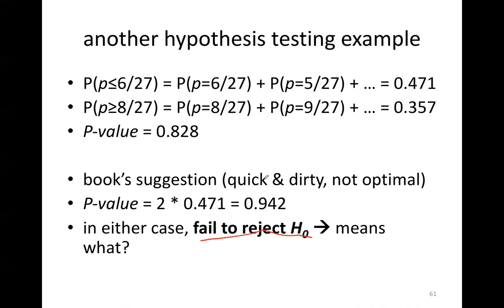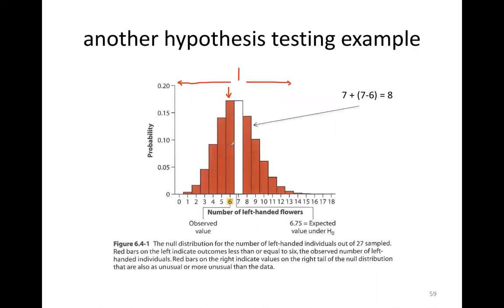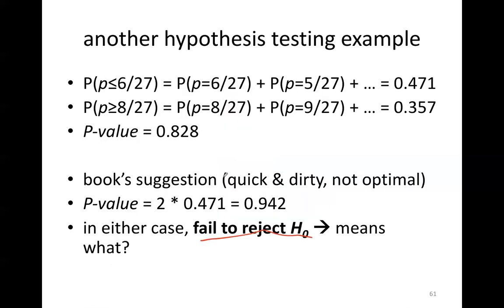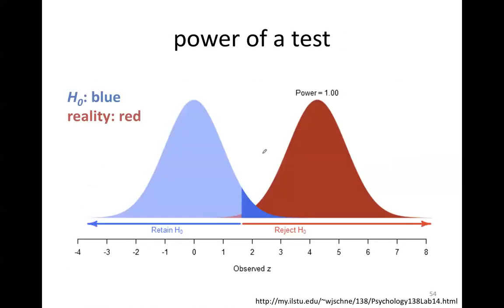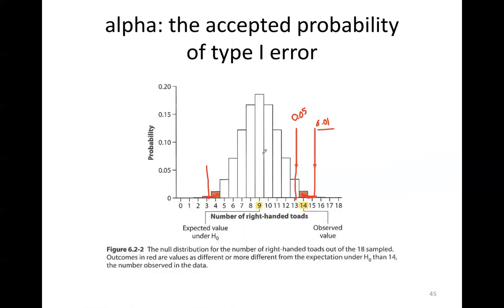By the way, the book calculates the p-value here in a slightly, I think, confusing fashion. They suggest calculating the area here and then multiplying that with 2. But the problem is these two areas are not symmetric. So in the other case we studied here, the distribution is symmetric, right?